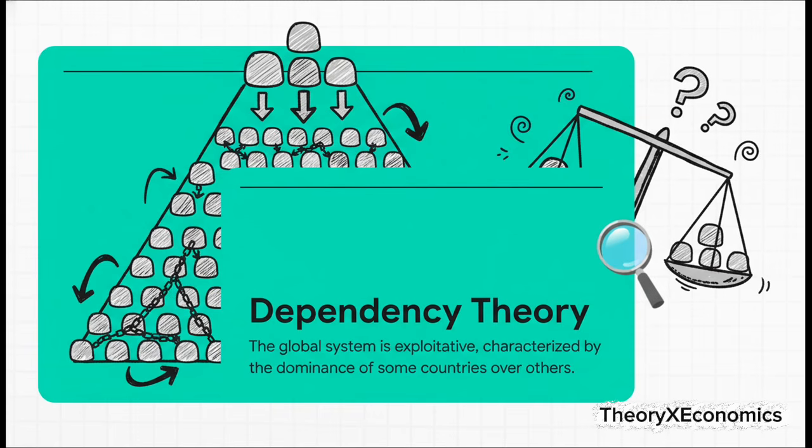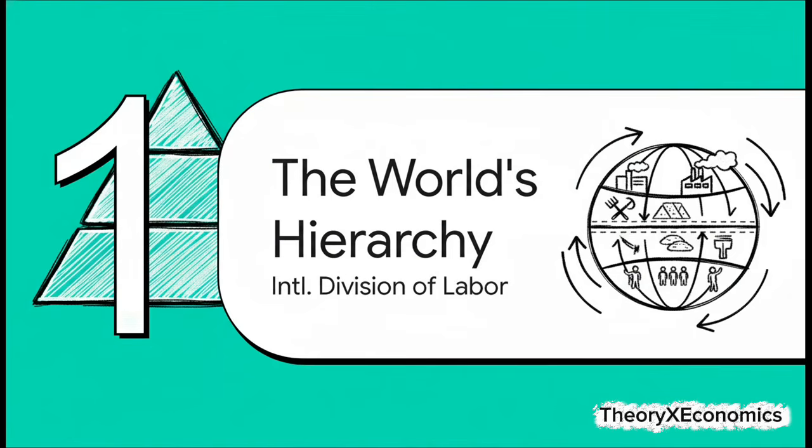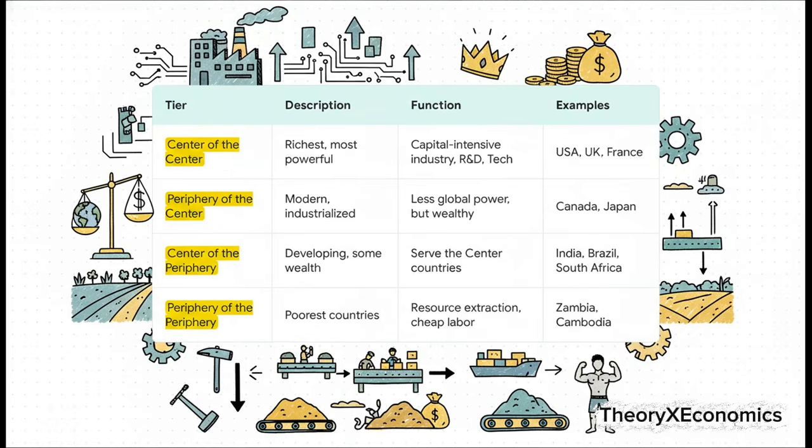So how does this whole system actually work? Let's break down its three main arguments. Okay, argument number one is all about the structure of the world economy. Dependency theorists don't see a collection of equal countries. They see a very clear hierarchy, almost like a pyramid, based on an international division of labor. And this hierarchy has four main levels. At the very top, you've got what they call the center of the center. Think the US, the UK, they control all the high-tech stuff, the big money, the research and development.